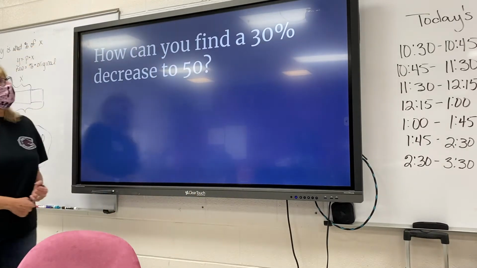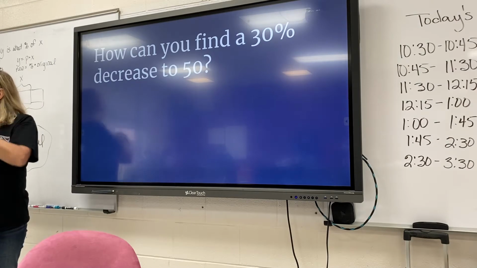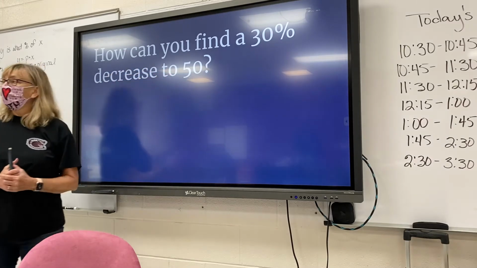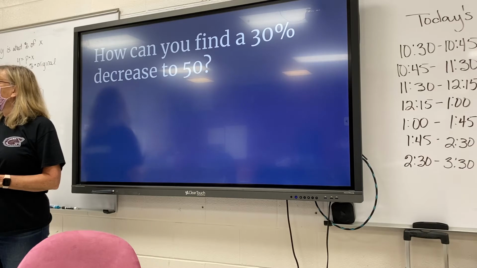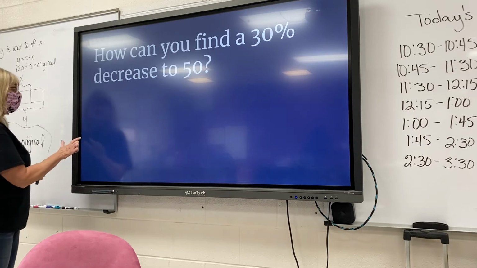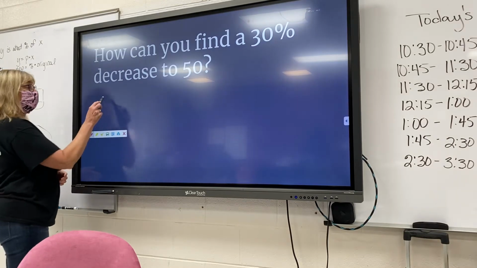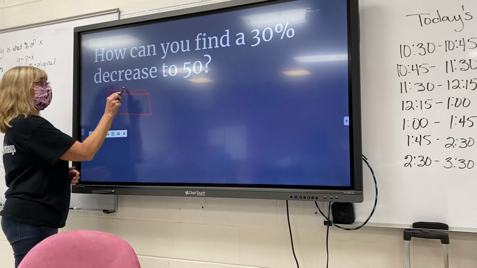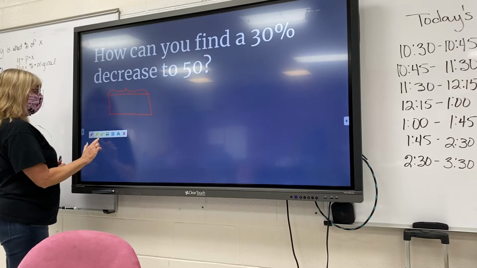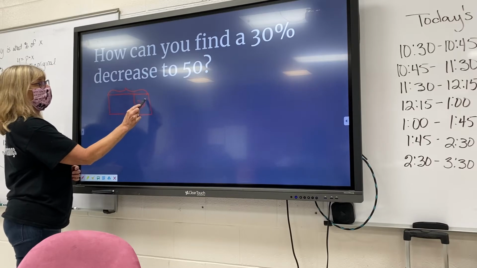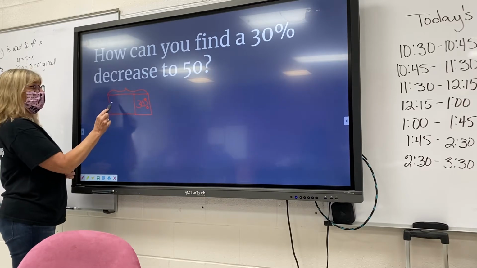How can you find a 30% decrease to 50? What do you think? Can I take 30% of 50 and subtract it from 50? Yes. Okay, when we did the increase, we added it. Could I do a tape diagram and find the equation? Okay, what does a decrease look like? Am I adding a piece or taking away a piece? I'm taking away a piece. That piece I'm taking away is 30%, so what percent am I left with for y?